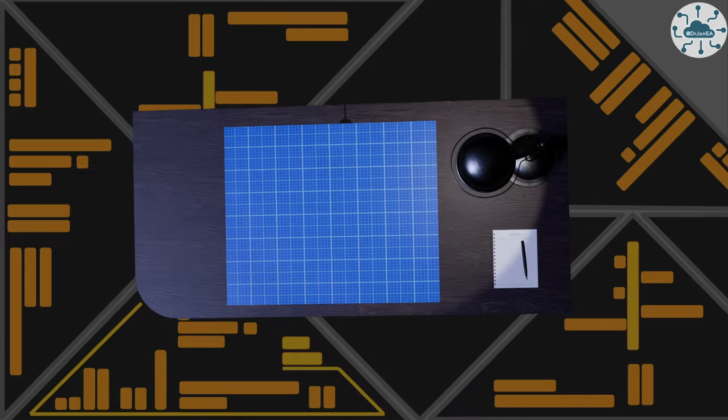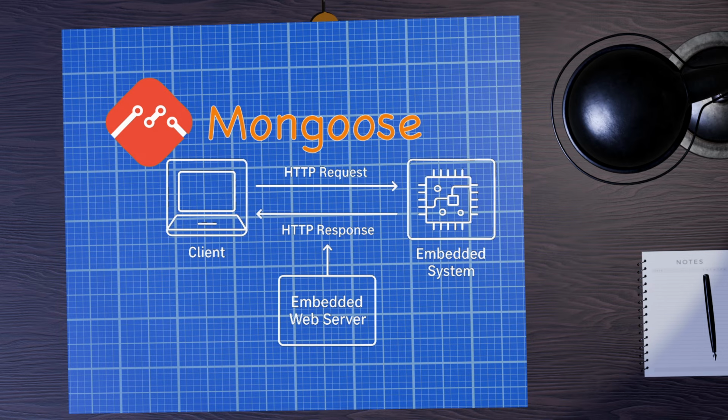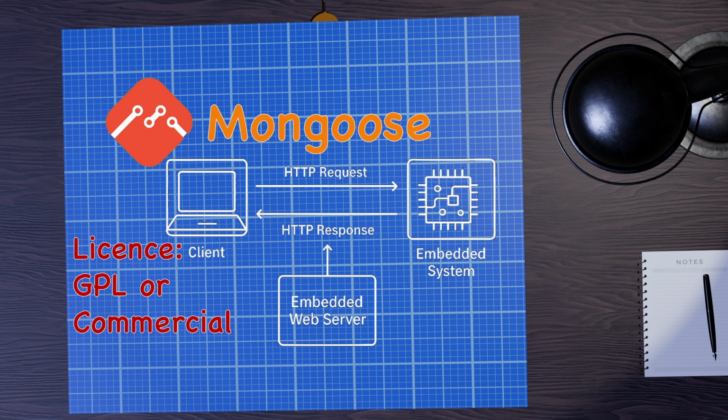So let's get going. Now, I've looked at Mongoose before, but in this video, I want to really focus on the specifics of Mongoose as a web server. And what do I mean by a web server? Well, something that responds to HTTP requests coming from a client and gives back a response. In this example, that's going to be a web page. Mongoose is licensed under the GPL version 2 license, or you can license it commercially from the guys as well. Just be aware of those licenses, they do have implications.